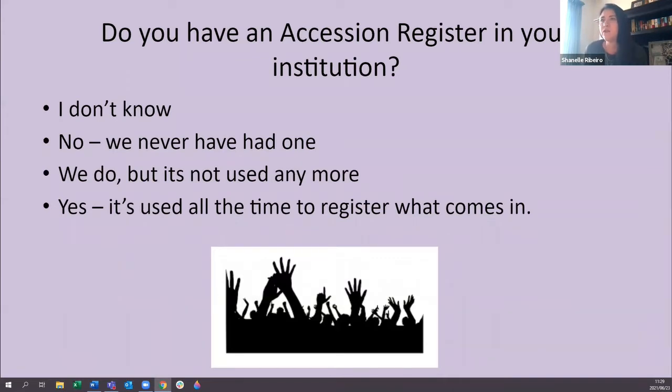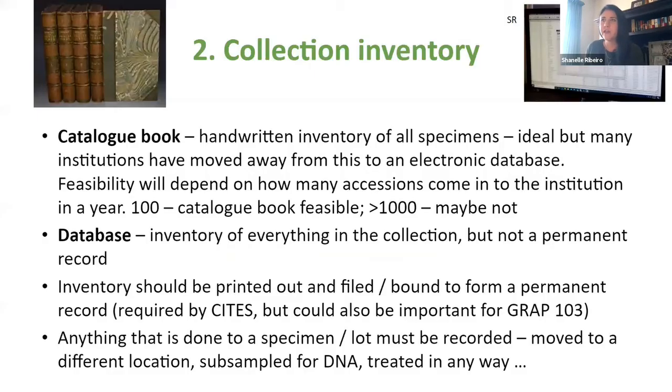So yes, I think this is a good opportunity to look into that, seeing as it is required by law and by CITES. So moving on to the collection inventory, ideally a hard copy of the inventory should be maintained, but many institutions have moved away from this and to an electronic database. And it depends on the feasibility, you know, how many accessions do you do per year? So if you don't do as many, then it is feasible to have a catalog book or a hard copy.